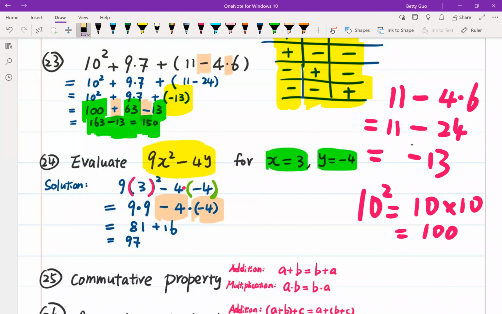And then we put the value of x, which is 3, in the red parentheses. Put the value of y, negative 4, in the green parentheses. And then we evaluate. Exponentiation goes first. 3 squared is 9. 9 times 9 is 81. Minus 4 times negative 4. Negative 4 times negative 4 gives us a positive 16. 81 plus 16 equals 97.